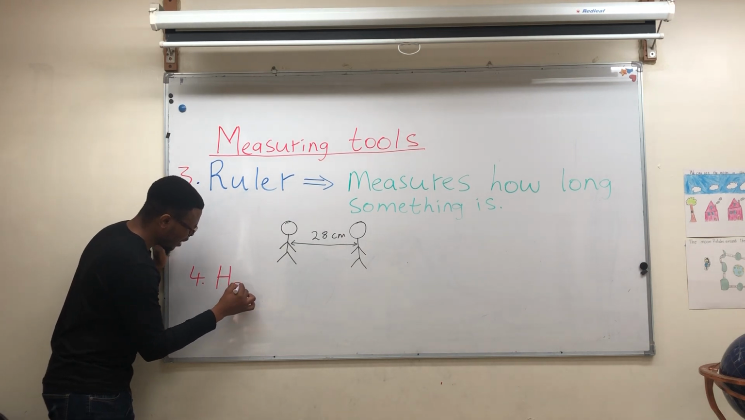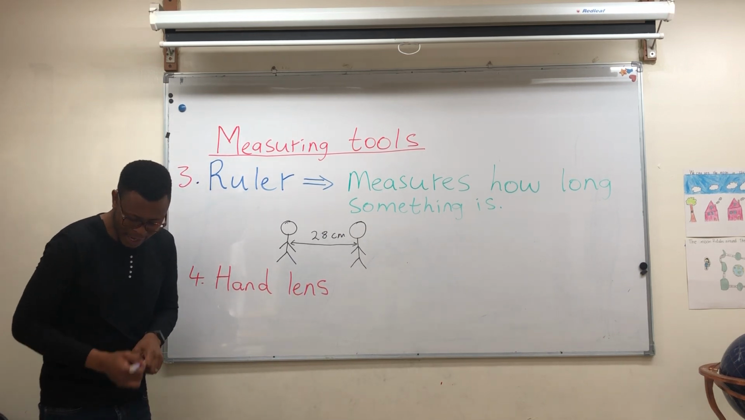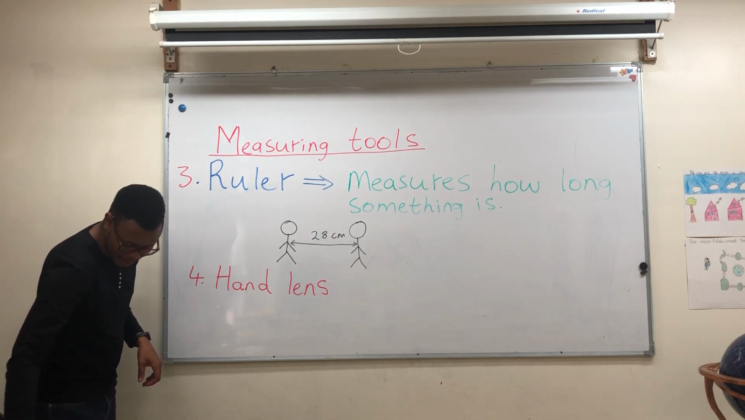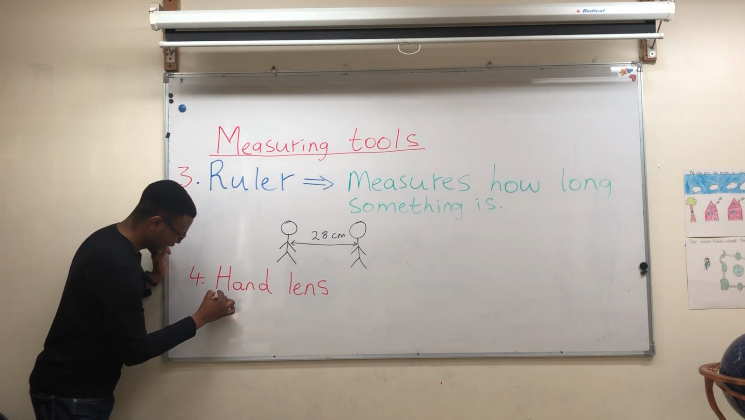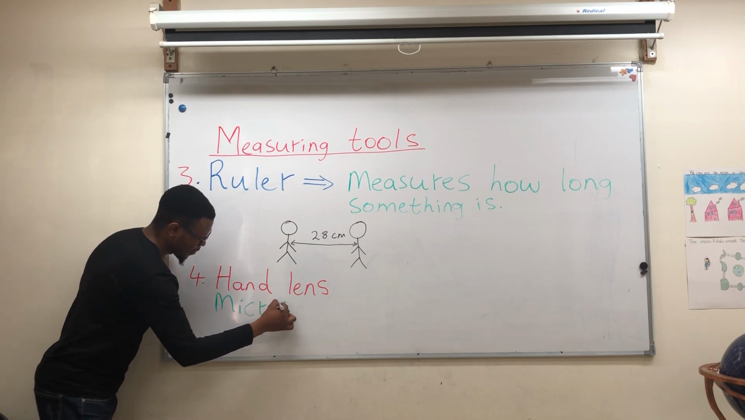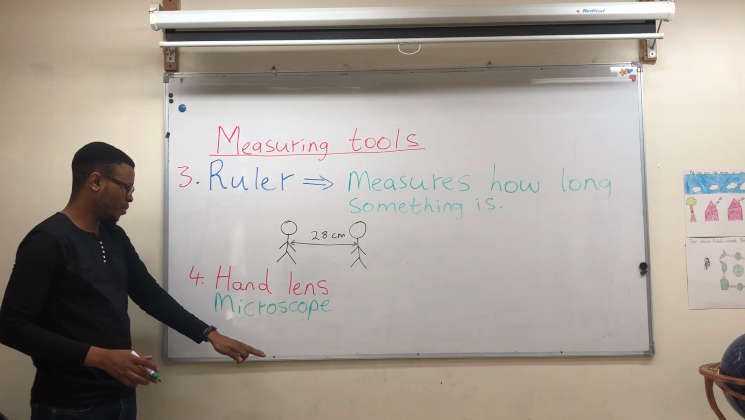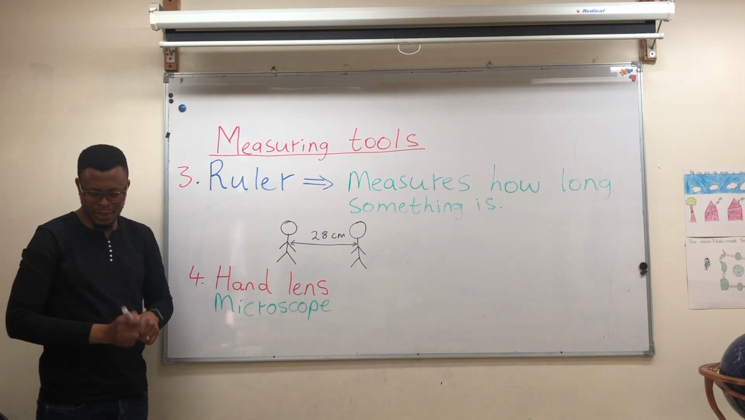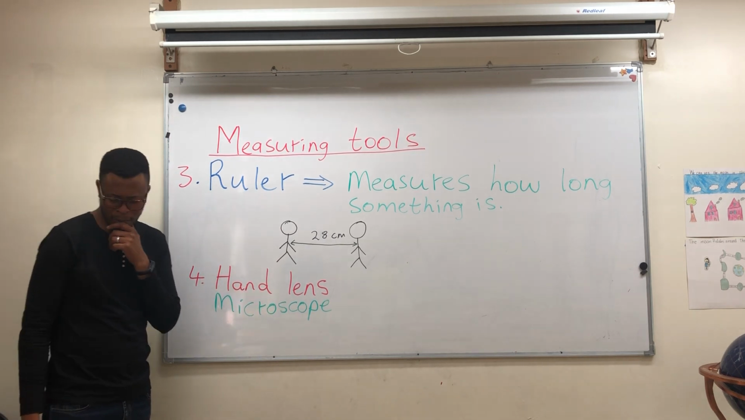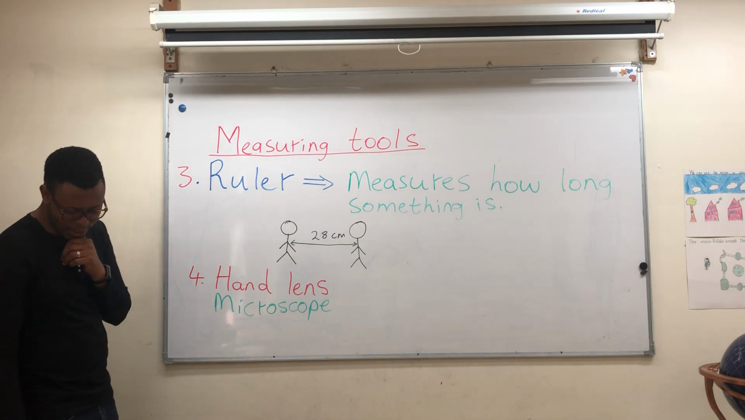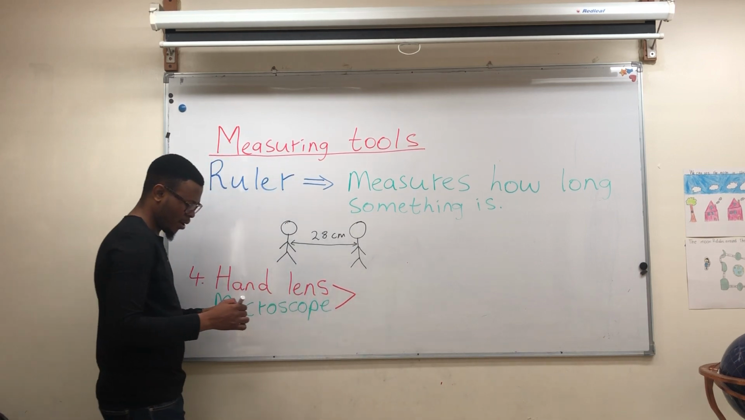We have a hand lens. Or, if we don't have a hand lens, what can we use? Who can tell me? Scientists use a hand lens and what? Say it. Microscope. Scientists also use a microscope or a hand lens. What do they use it for? Who can tell me? What do we use a microscope for and a hand lens for?